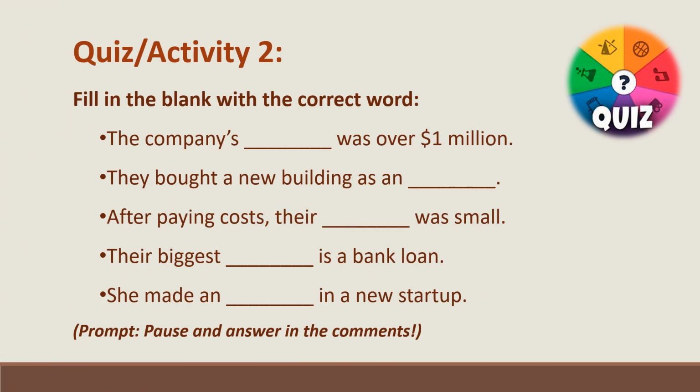Time for another quiz. Fill in the blank with the correct word. The company's blank was over $1 million. They bought a new building as an blank. After paying costs, their blank was small. Their biggest blank is a bank loan. She made an blank in a new startup. Pause the video and try to answer. Type your answers in the comments if you like.